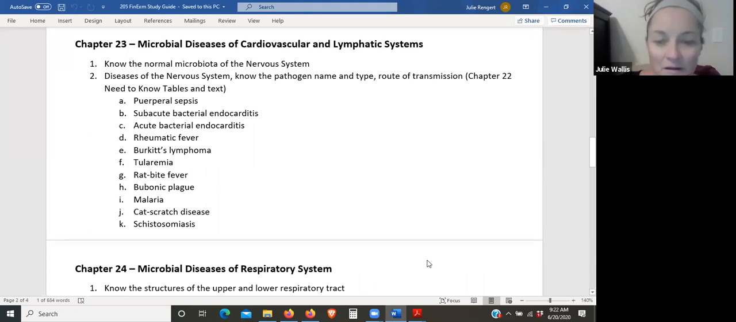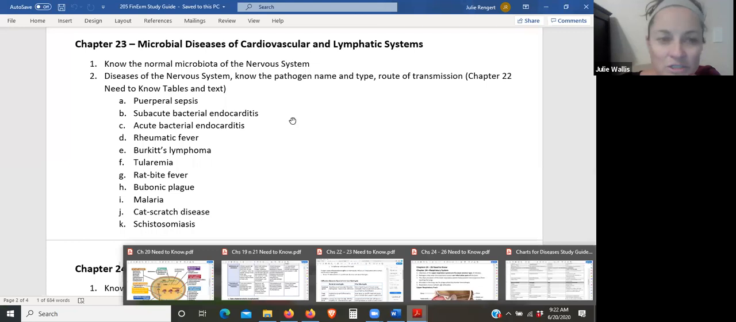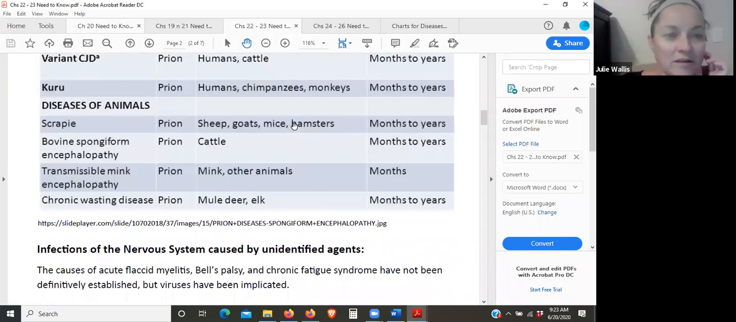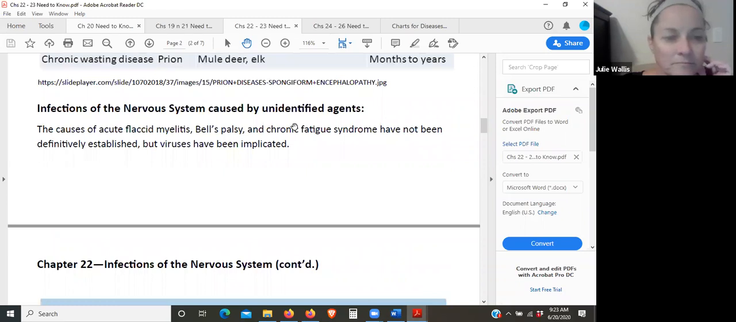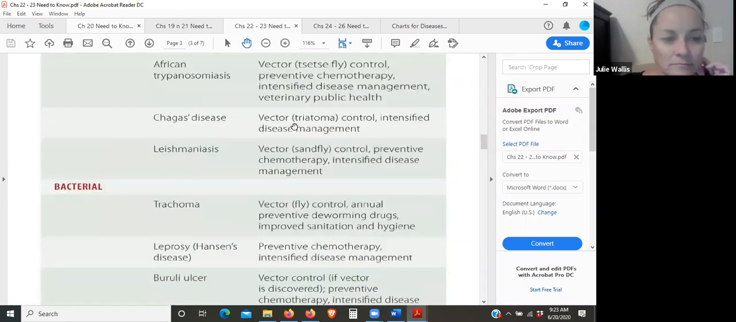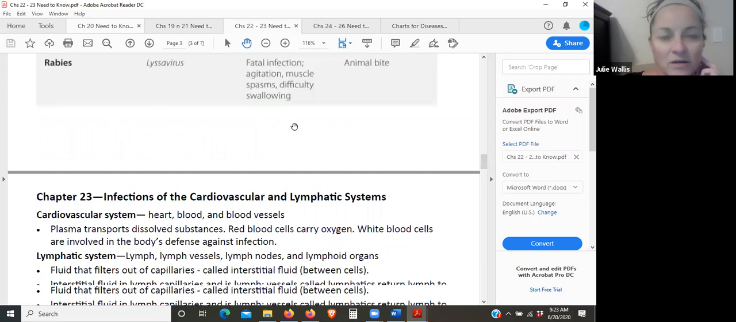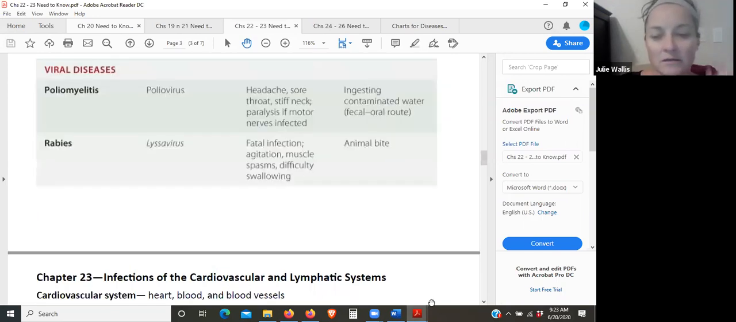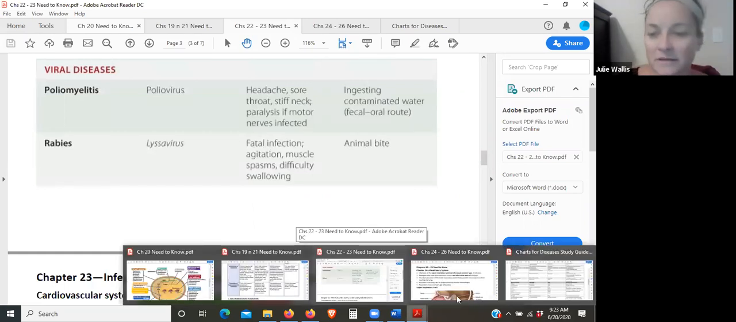So if you go to your chapter 23 section of the 22-23 need to know document, there's really no need to memorize these charts that are in the need to know documents, because most of the information you need, except for meningitis and hepatitis, is in the charts for diseases study guide that you have available to you on the test, just to kind of reiterate that.